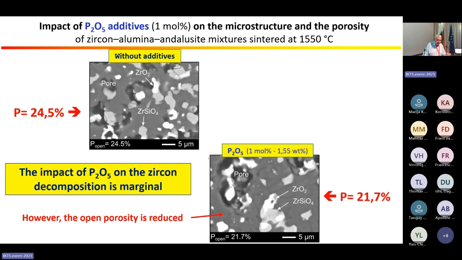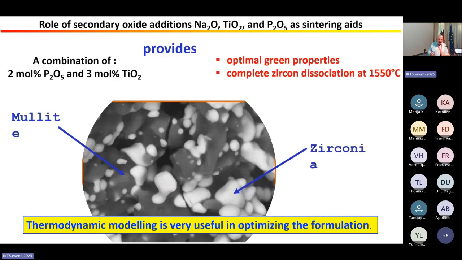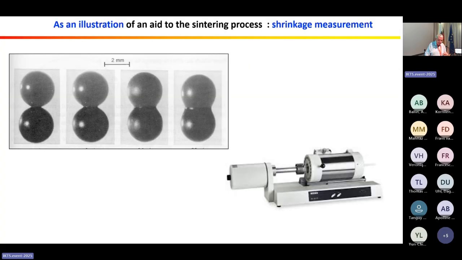So from this information, we are able to understand the role of the secondary oxide addition, which provides an optimum combination, which is here 2 moles of phosphate oxide and 3 moles of titanium oxide, to optimize the green properties and to have a complete dissociation of zircon at high temperature. And you observe the optimal microstructure which is obtained. So thermodynamic modeling is very useful in optimizing the formulation.